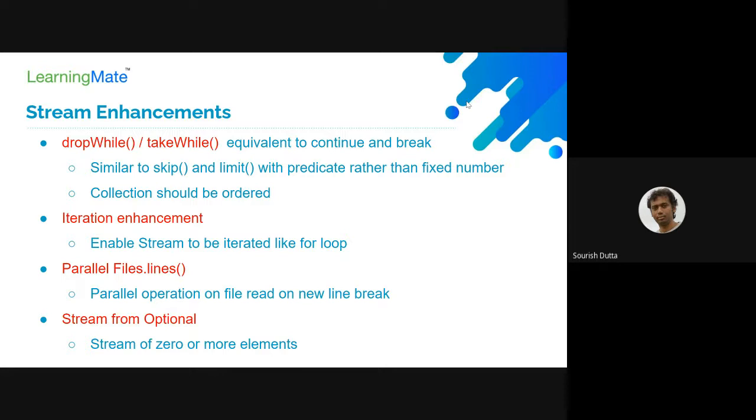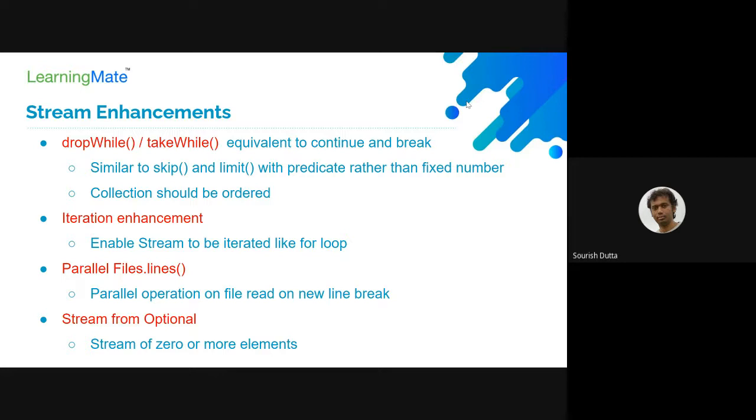So normally, say if I'm performing in a for loop, what I can do is use two keywords within the for loop to either continue with the loop or to break out of it, that is the continue and break statements. So they are the equivalent of that. dropWhile is equivalent to continue and takeWhile is equivalent to break. Okay, so they are basically similar to the skip and limit methods, which are already there.